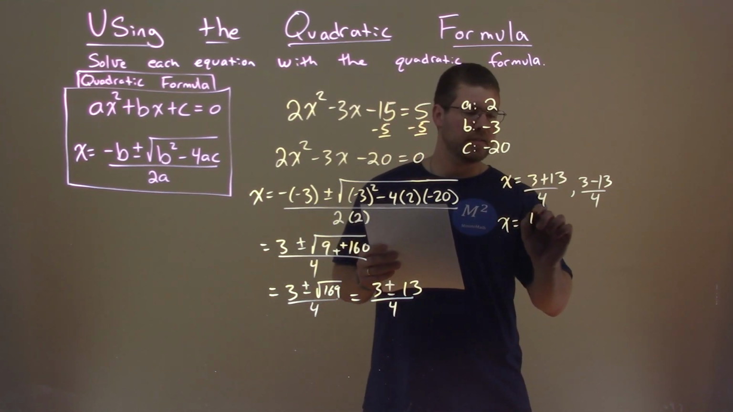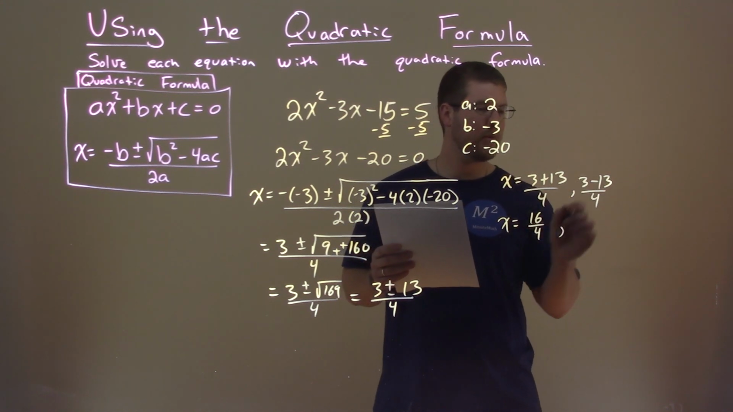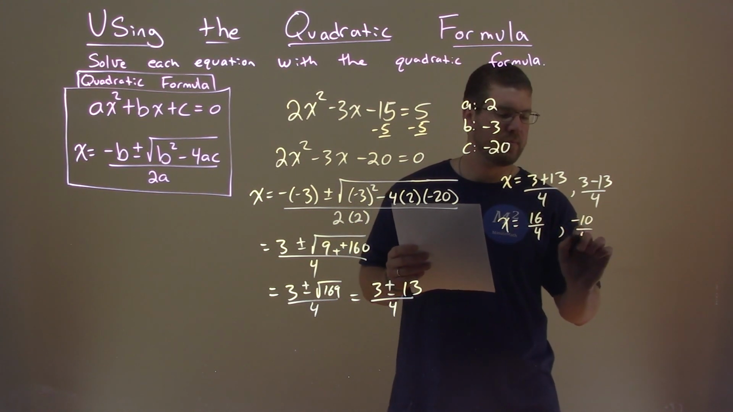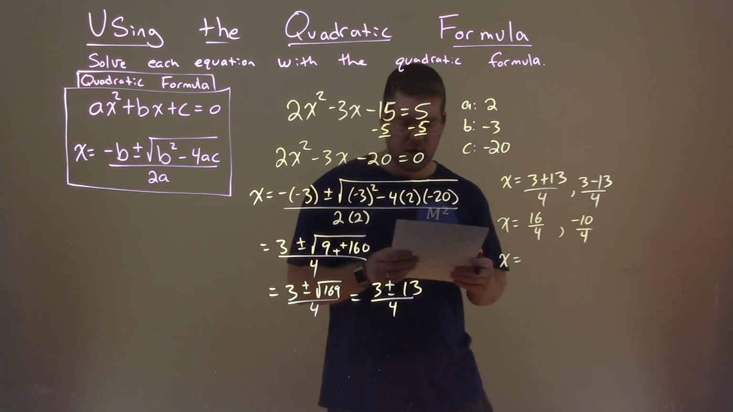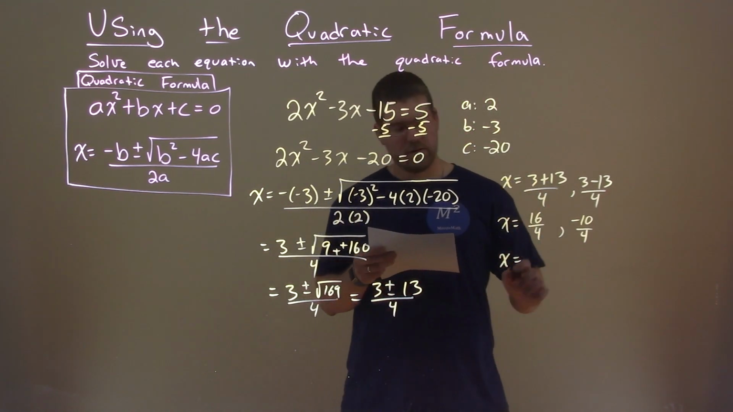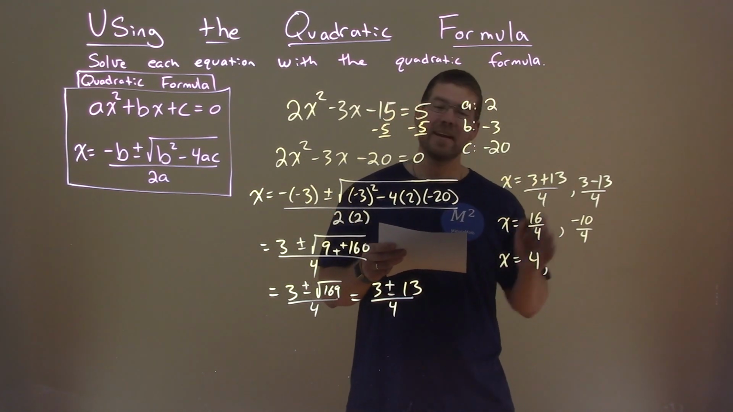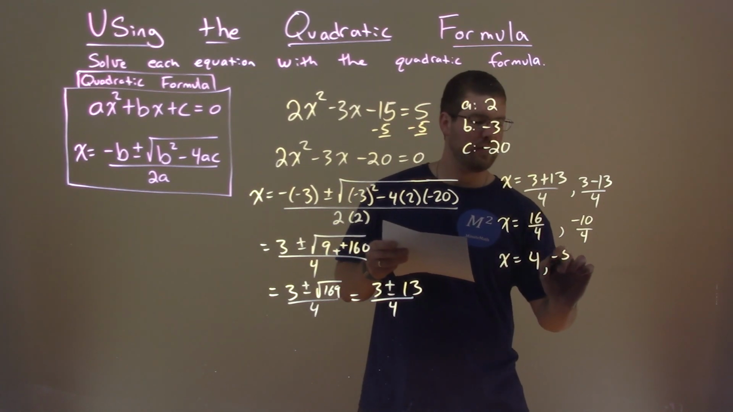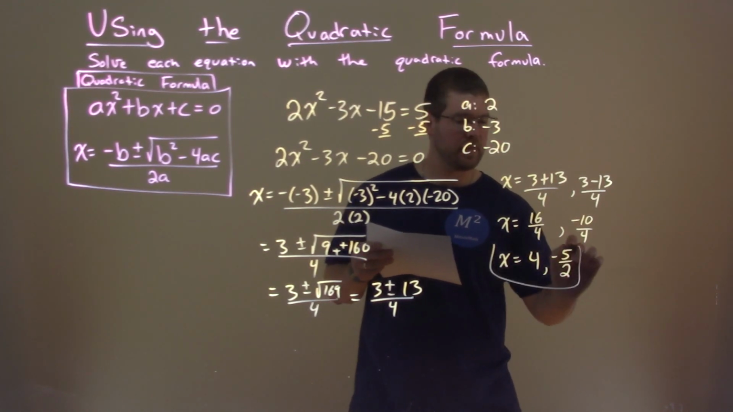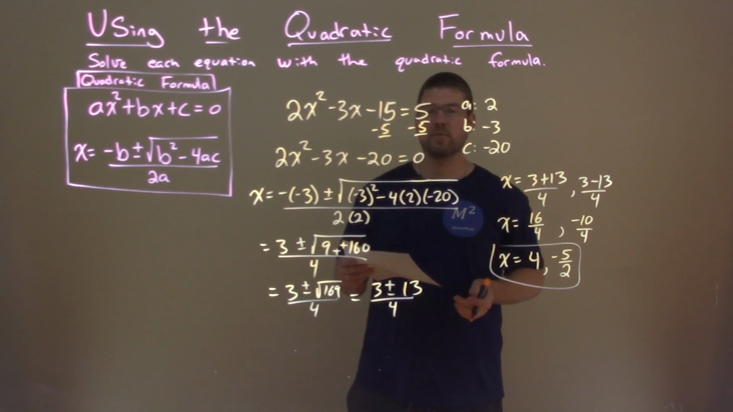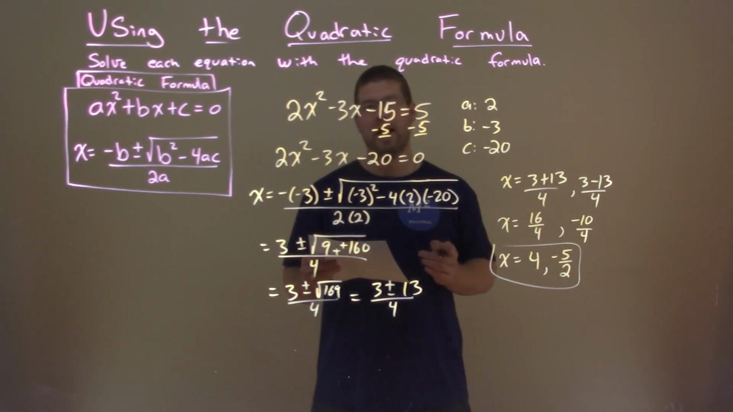3 plus 13 is 16 over 4, and 3 minus 13 is a negative 10 over 4. Keep going with that. 16 divided by 4 is a 4, and negative 10 divided by 4 is a negative 5 halves simplified. And so our two answers are x equals 4 and negative 5 halves.